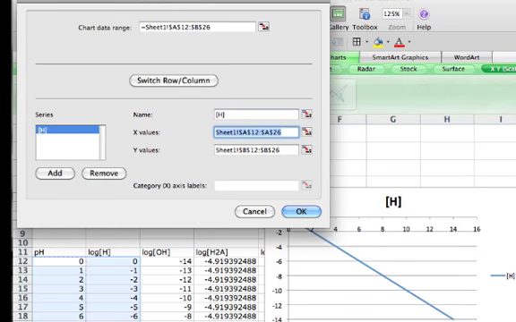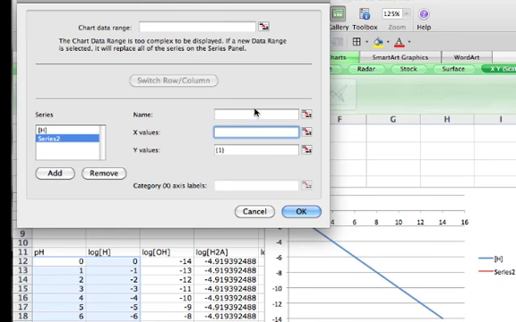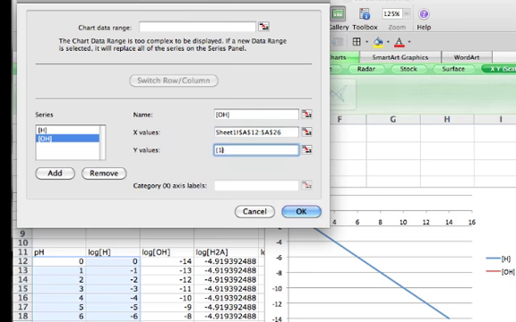We're going to highlight and copy the X values because that will always be the same in every series we add, and our Y values will be different. So now we're going to add. Our new name now will be our OH, and we're going to paste our pH range, and we're going to find our OH.